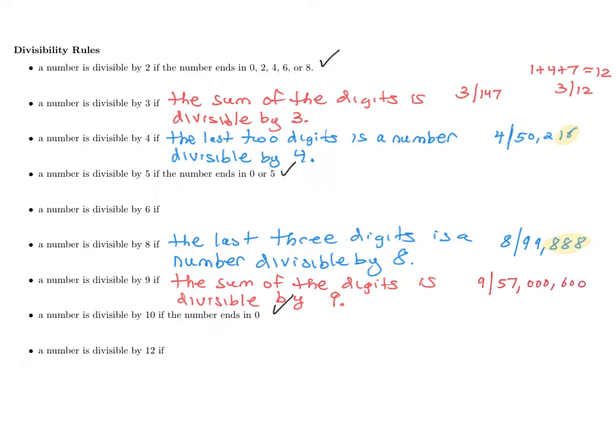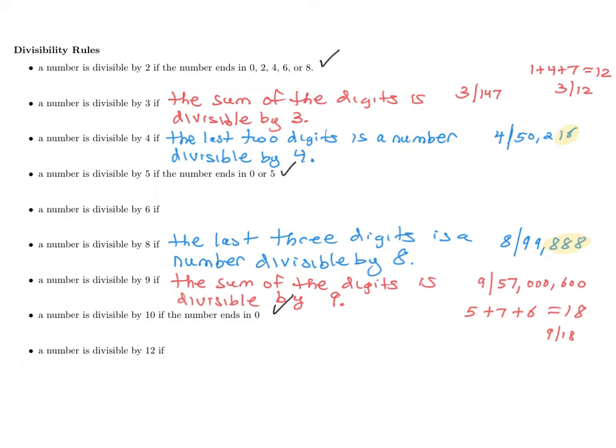57,600,000. And the reason is if you add the non-zero digits, that's going to be 5 plus 7 plus 6. That is 18. And 9 divides 18. And since it divides the sum of the digits, it must divide the entire number itself.